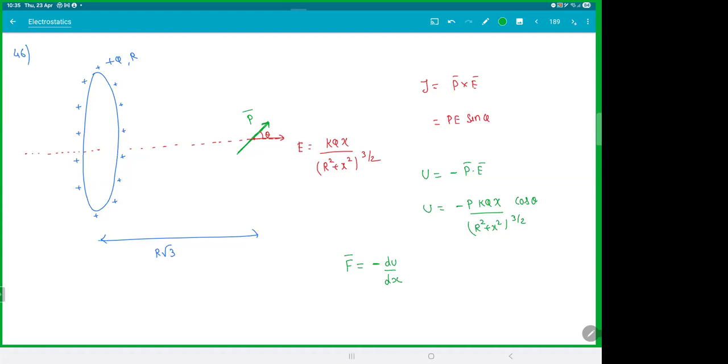And you can differentiate this. But the only problem is this will give you the force only in the radial direction. So when you do dU by dx, this will only give you the force in the i cap direction. There is a force in the vertical component which we cannot find. So this will give you only Fx. Fy cannot be calculated.